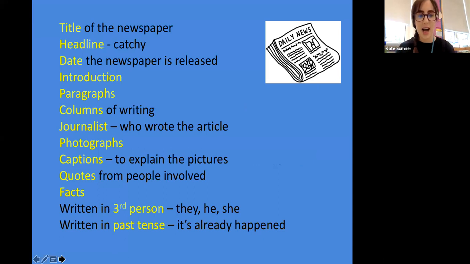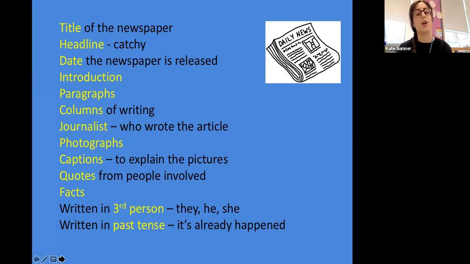Okay. Title of the newspaper. So, The Guardian, News of the World. It tells you what the newspaper's called. Headline needs to be catchy. So that's the big thing at the top, often in capital letters to grab your attention, tell you what's going to happen in the newspaper. The date the newspaper was released, because you need to know if the news is current or if it's 2 years old. An introduction paragraph. Well done, Daisy, you got that.